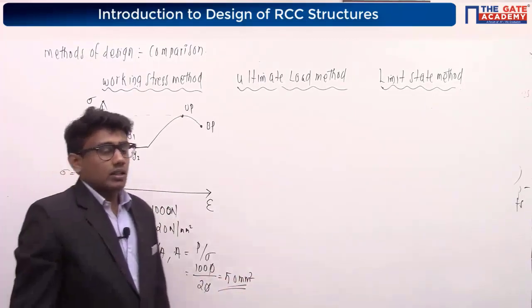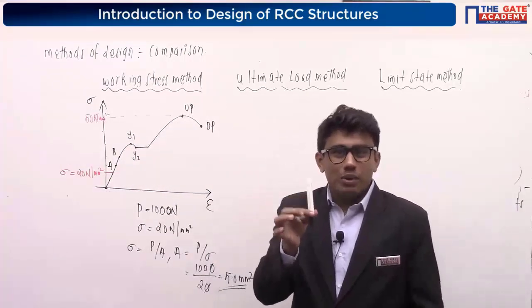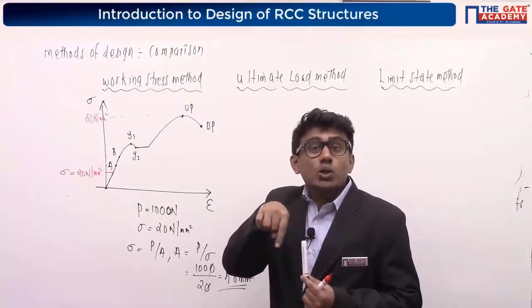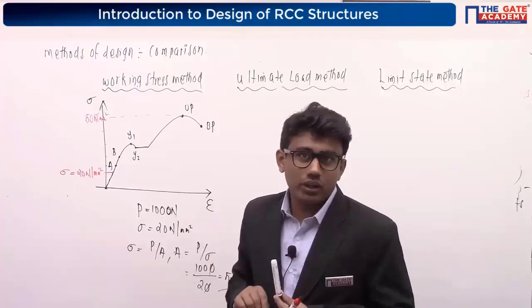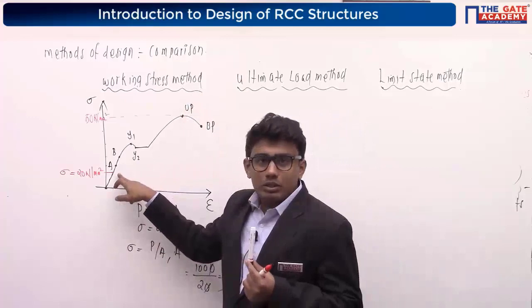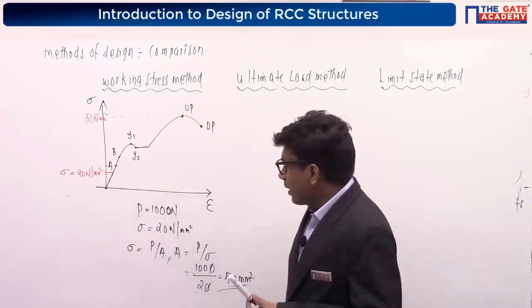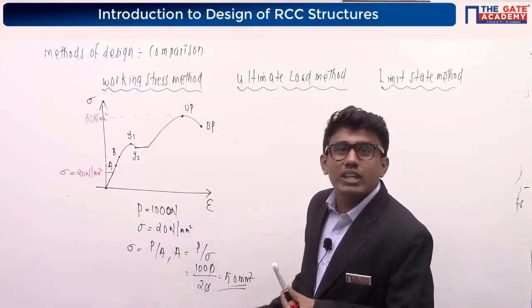That means, as per working stress method, for this mild steel bar to carry this 1000 Newton load, I need a cross section of around 50 mm square. Getting my point? As per working stress method, I will allow a stress value of 20 Newton per mm square for design, which is within the elastic limit. And if I calculate the area of cross section, I will be getting it around 50 mm square.